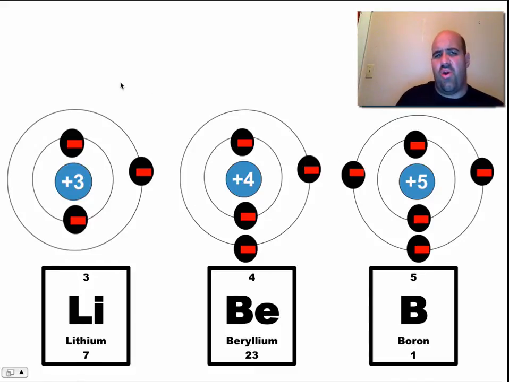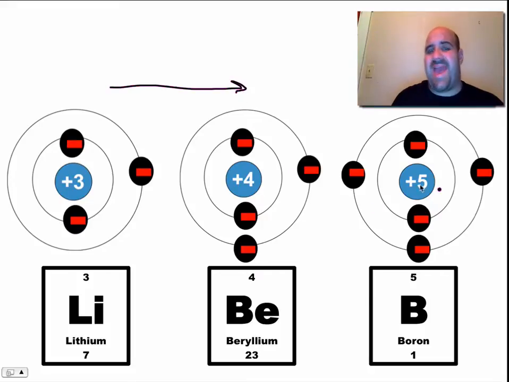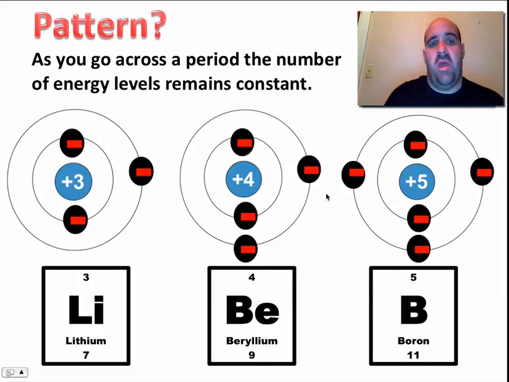So as you go across the periodic table, you're just adding electrons to the same energy level. The number of energy levels remains constant as you go across the periodic table. Very, very important. But notice the pull of the nucleus is getting stronger. That's going to be very important for a little while.